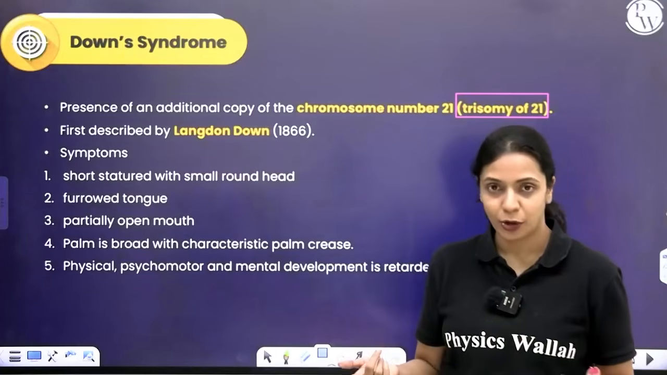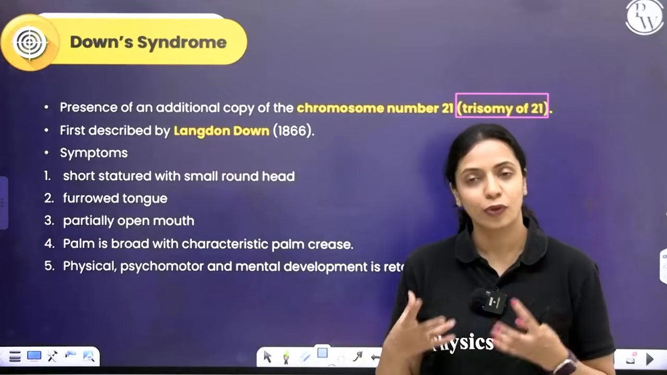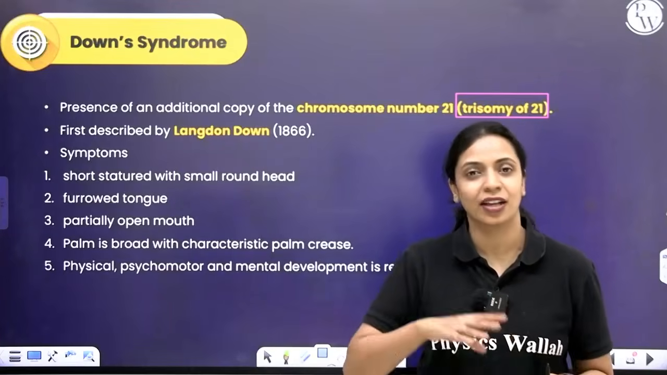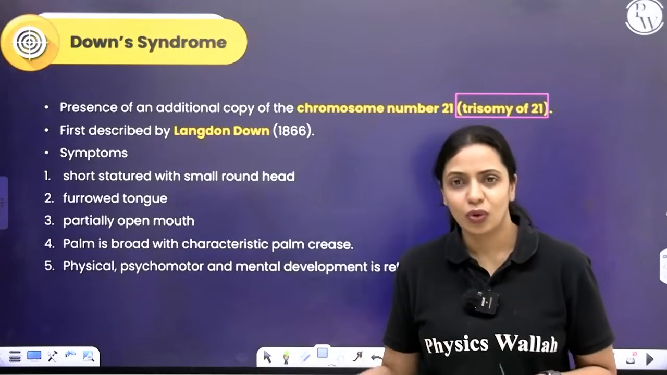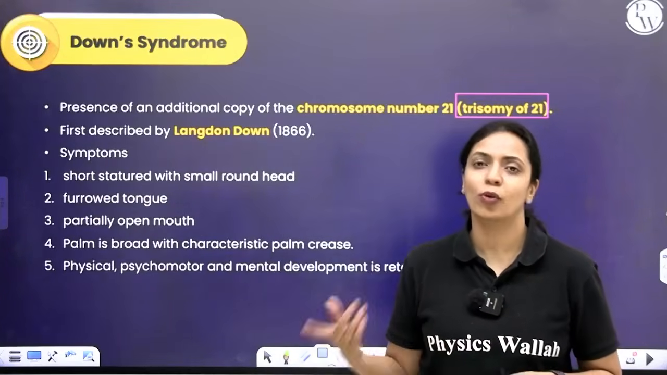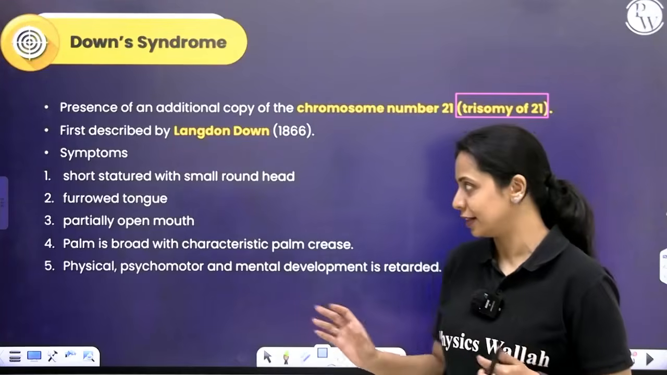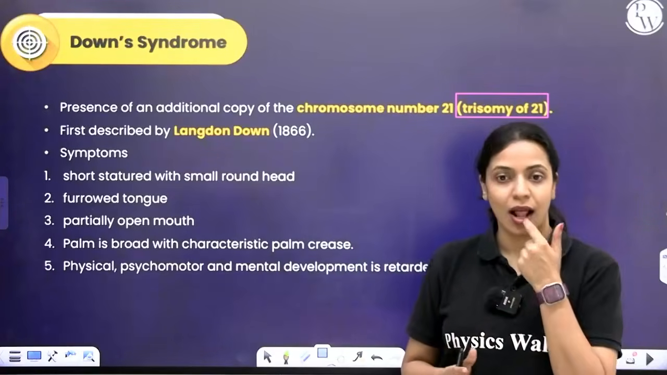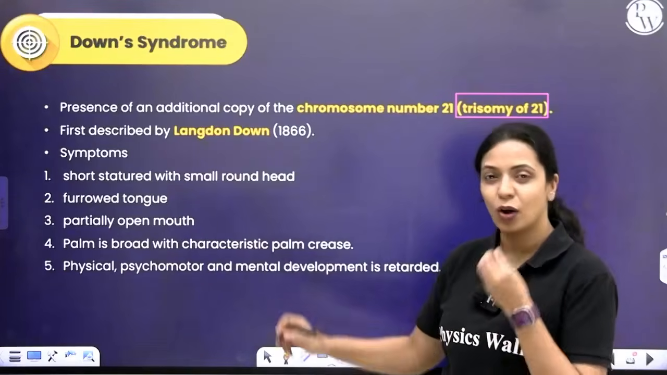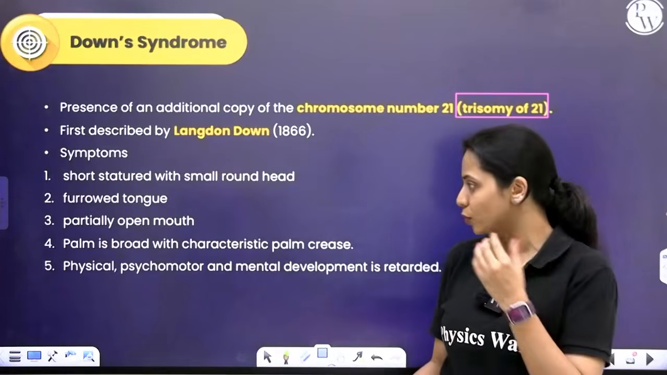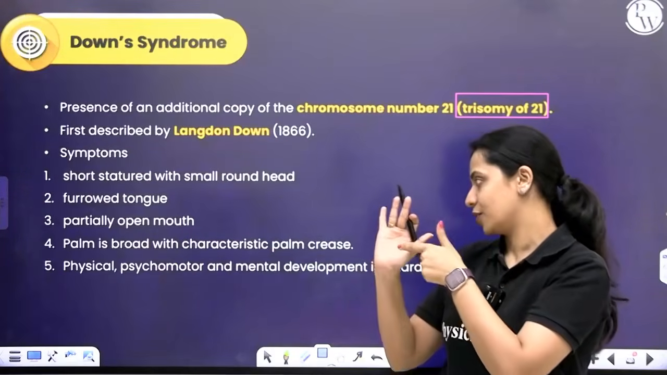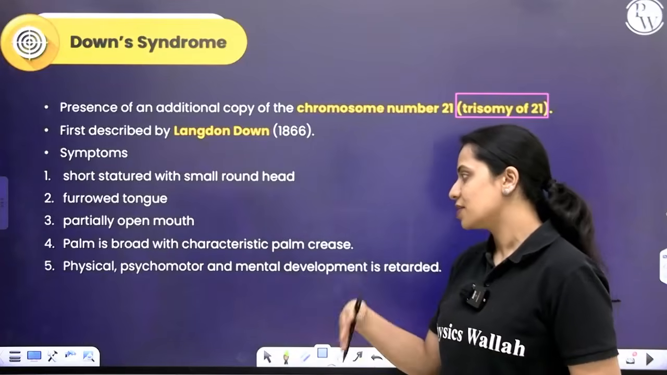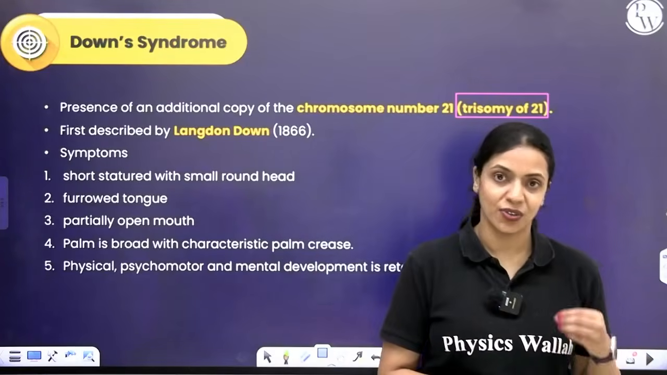And I told you about mental retardation. Mentally they are retarded, there will be slow learning, and psychomotor development is also highly delayed. They will be short, with a small, round head. The tongue will be furrowed. The mouth will be partially open and they drool. The palm is broad with a characteristic palm crease. Physical, psychomotor, and mental development is retarded.